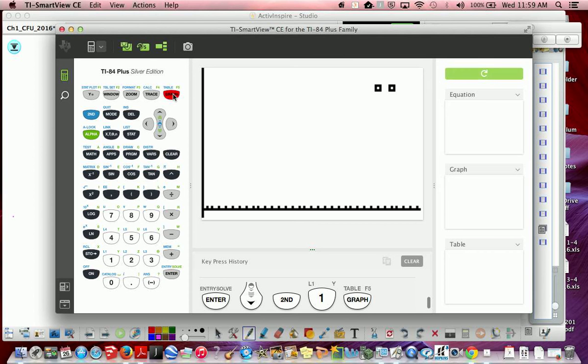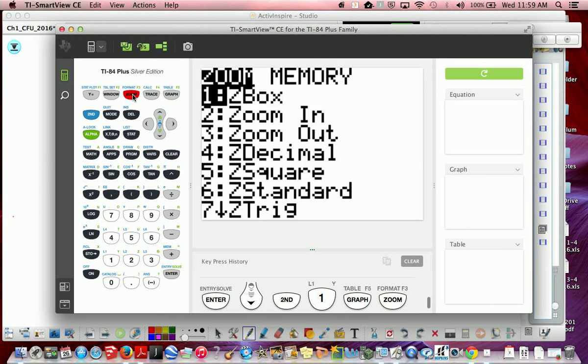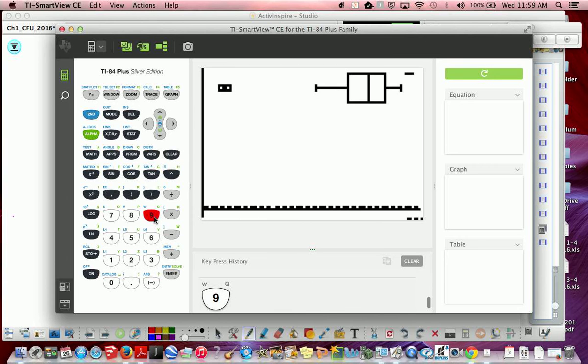To set your scale anytime you're doing stat plots, go to zoom and choose number 9, which is called ZoomStat. It's going to fit all your statistics in the correct window. Now if I take a look at this, I have my actual box plot graph. What you want to do is hit the trace button, because the trace button is really nice in that it's going to give you not only all your data points, but it's also going to tell you where all these values are located.